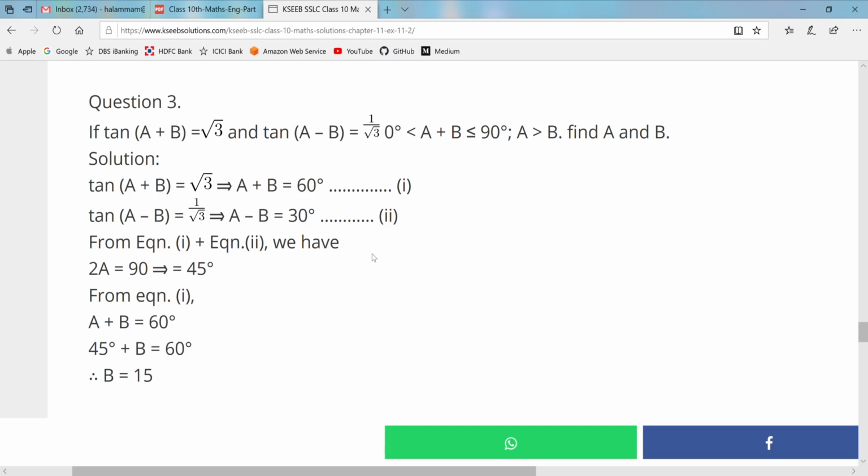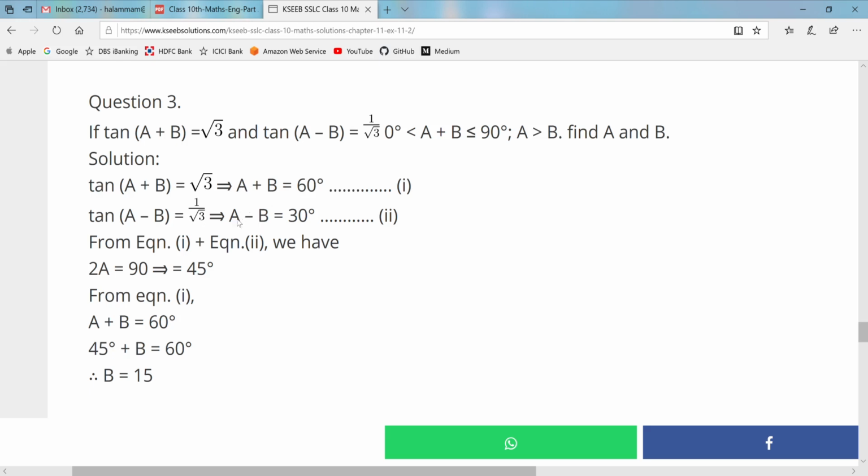The first step is very important. This root 3 we can substitute with tan 60 degrees, and in place of 1 by root 3 we can substitute tan 30 degrees. Only the tan you have to take, because the ratio they have given on the LHS is tan. Okay, check equation 1 and equation 2 and solve this. Plus b and minus b will get cancelled. Understood this? So add these two equations. Plus b and minus b will get cancelled.